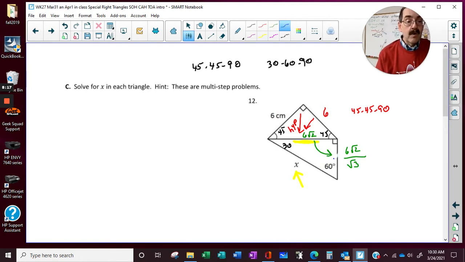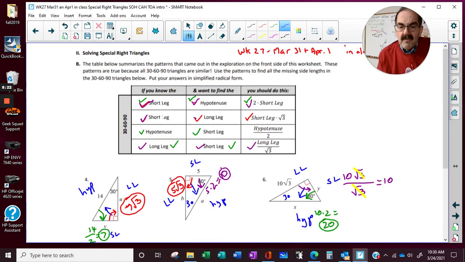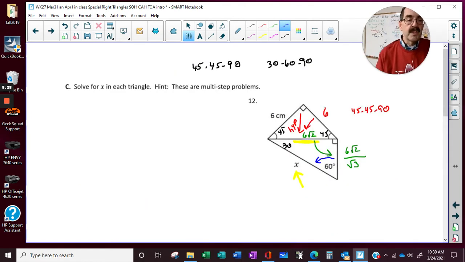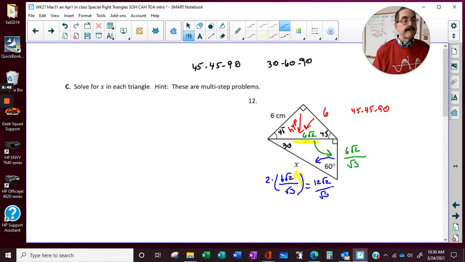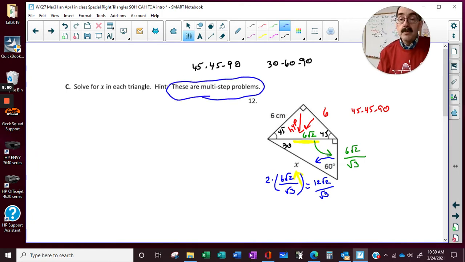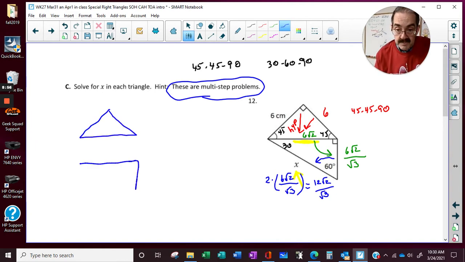Perfect. Now, we got to go to the hypotenuse. From the short leg to the hypotenuse, double. So, 2 times 6 radical 2 over radical 3. 12 radical 2 over radical 3. Okay? Multi-step problems. Do them a piece at a time. And if you have to, go ahead and break them apart so that it's easier to see them. Okay? There's nothing wrong with that.